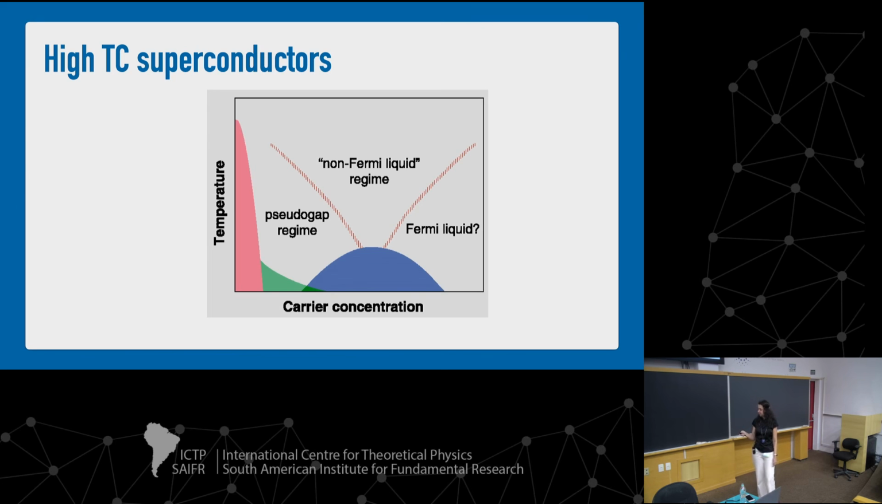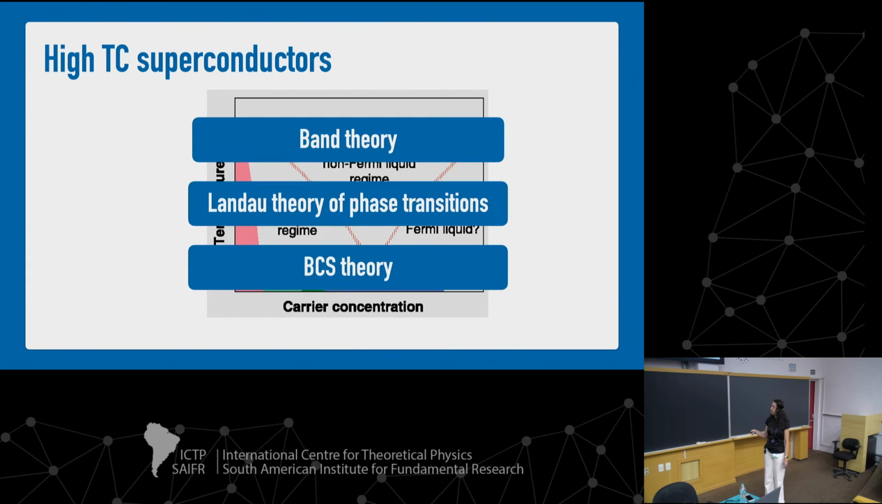And so this is the phase diagram of a given high TC superconductors. They all look very, very similar. This is temperature, this is carrier concentration, and we have different phases here.